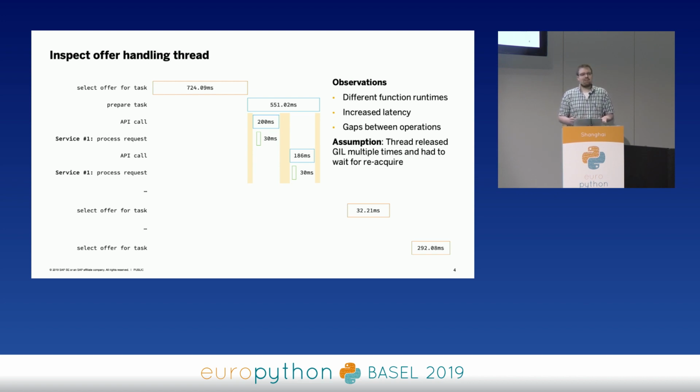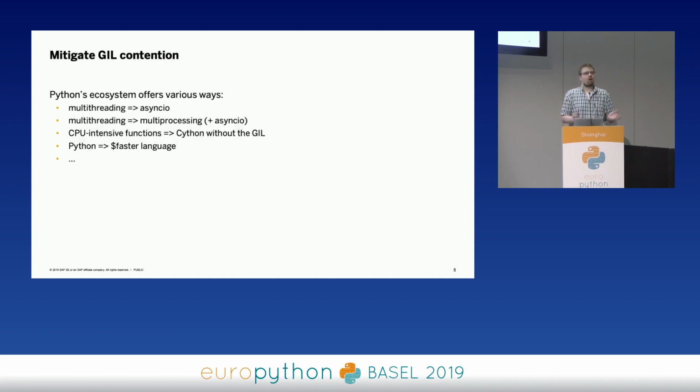But that's no problem. You just open a browser and perform some research, and then you will find a lot of various ways to mitigate the global interpreter lock contention. So we could just start and replace all the multithreading with multiprocessing or async IO, or we could pinpoint certain functions which are CPU bound and migrate them to Cython, which actually releases the GIL in certain circumstances. Or let's rewrite everything in a faster language. But if that would be the solution, I would probably not talk now about the global interpreter lock.